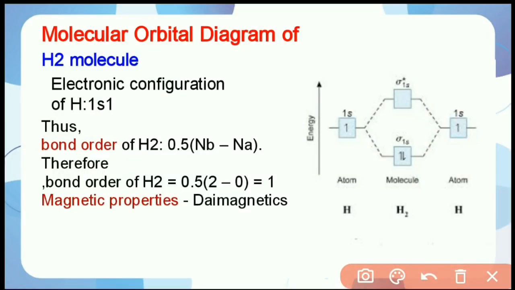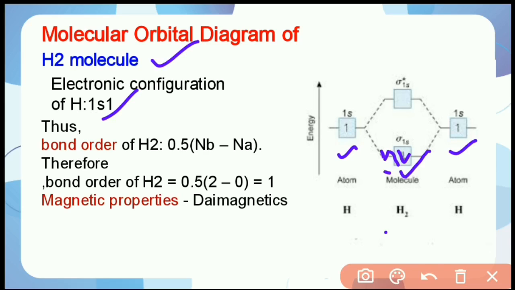Molecular orbital diagram of hydrogen molecule. Let's see the electronic configuration of hydrogen atom, having only one electron, so its electronic configuration is 1s1. Let's see the MOT diagram for H2 molecule. In a hydrogen atom only one electron is present. When constructive interference happens, it forms a bonding orbital. So one electron from one hydrogen atom and another electron from another hydrogen atom fill it.